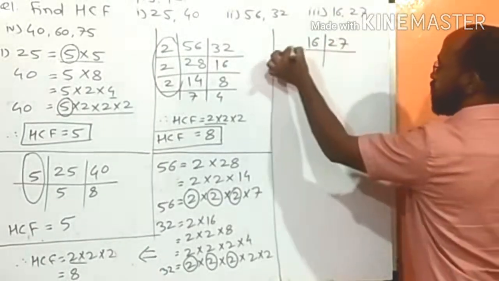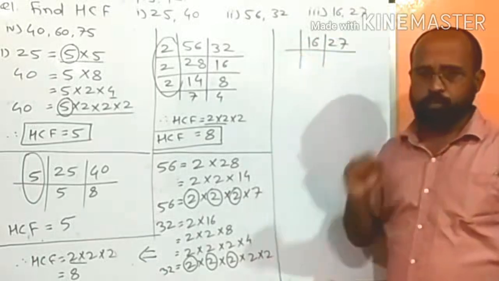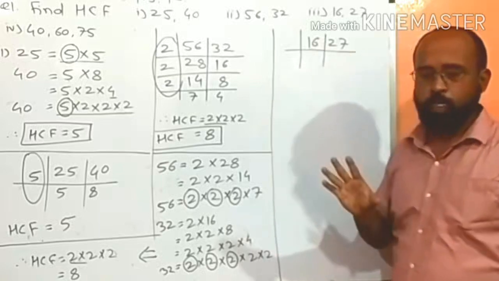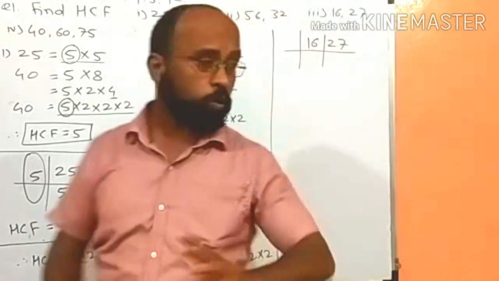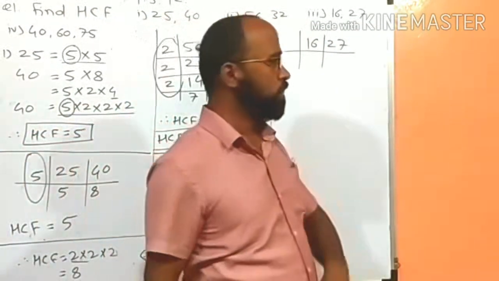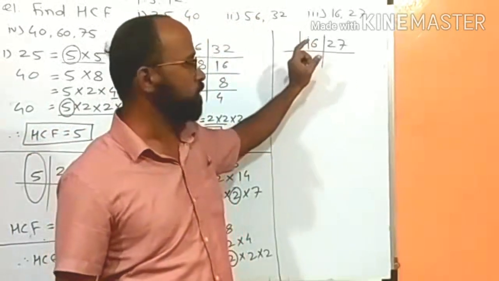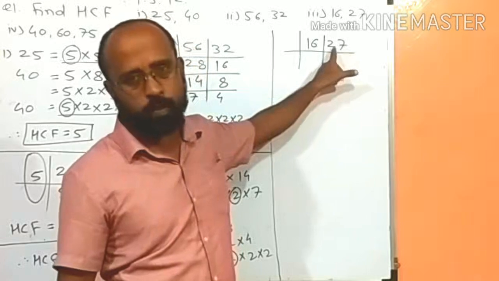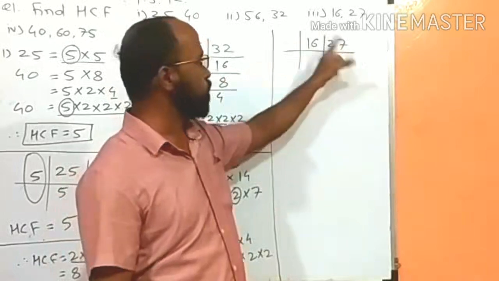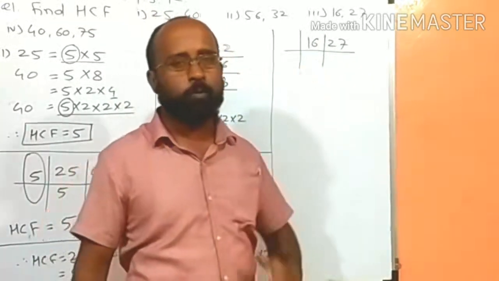We have to find out the common factors between these two numbers. 16 is divisible by 2, but 27 is not divisible by 2, so we can't divide both of the numbers by 2, because our basic requirement is both of the numbers should be divisible by that common factor. Okay, then 3. 16 is not divisible by 3 because 6 plus 1 is 7, and 27 is divisible by 3 because 7 plus 2 is 9. But our requirement is both of the numbers should be divisible by 3, so we will not divide them by 3 also. After 3, what is the next prime number?